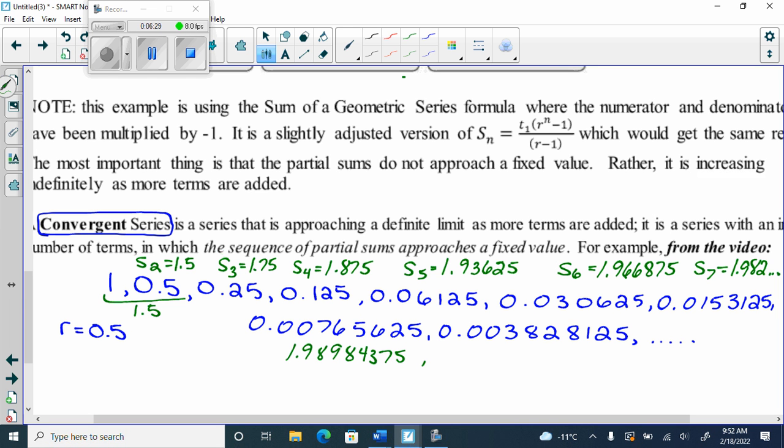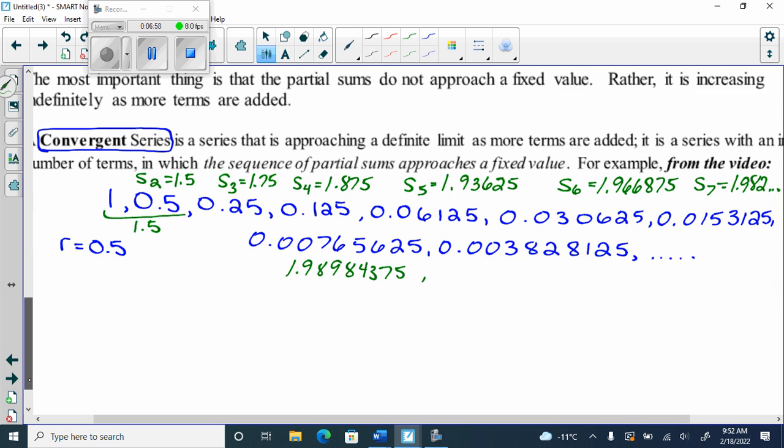No. Diverging meant it got really, really large negative, or really, really large positive, correct? This one, I'm adding such tiny little 0.00s to it, it's not really changing much, correct? When that happens, it's called convergent. And with convergent, you can use the sum formula, which is on your formula sheet. Now, it shows you on here, this is the actual formula.